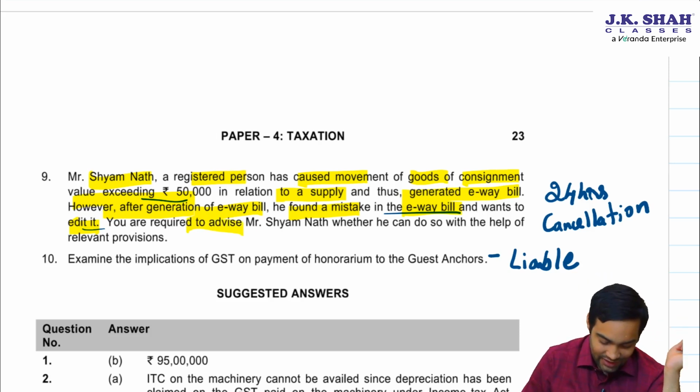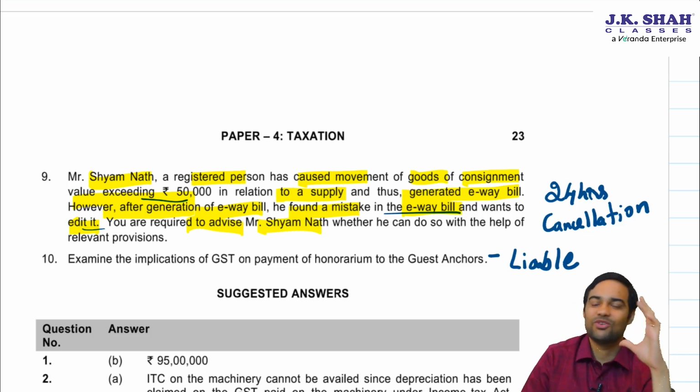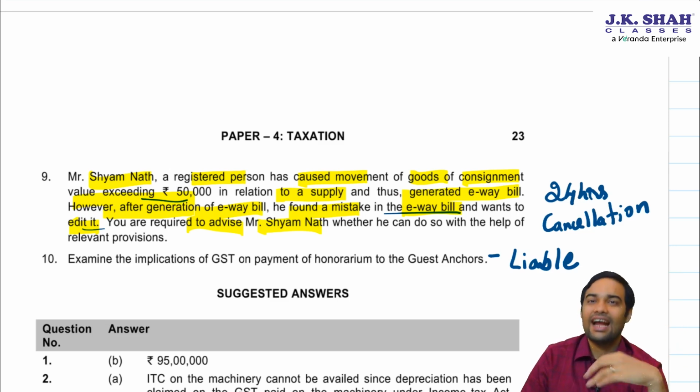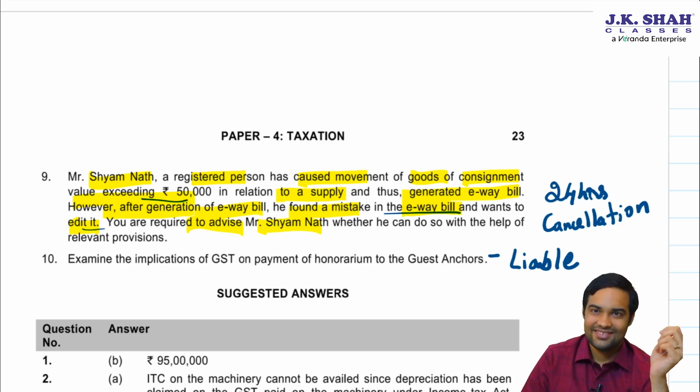You are required to advise Mr. Shamnath. What would you say? You will provide the cancellation provision. You will provide that editing is not possible, and you will advise that this is not possible. So cancel it and issue a fresh e-way bill.